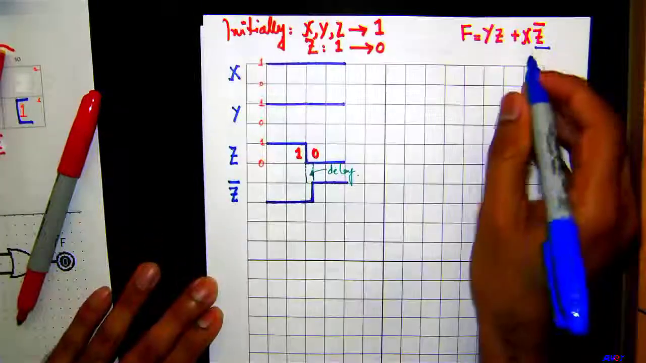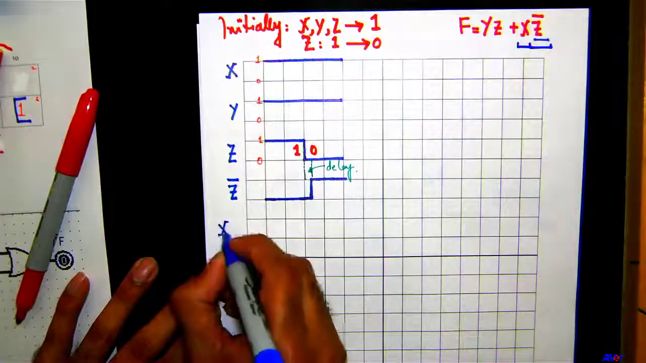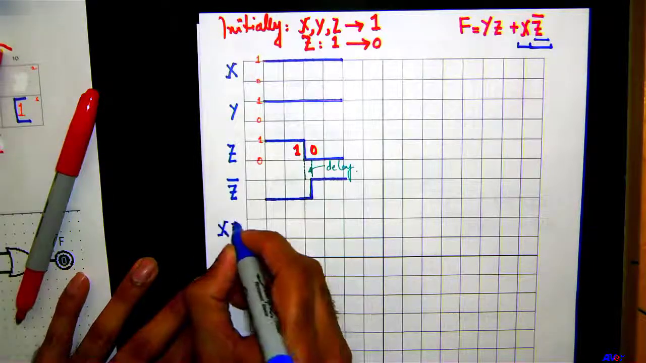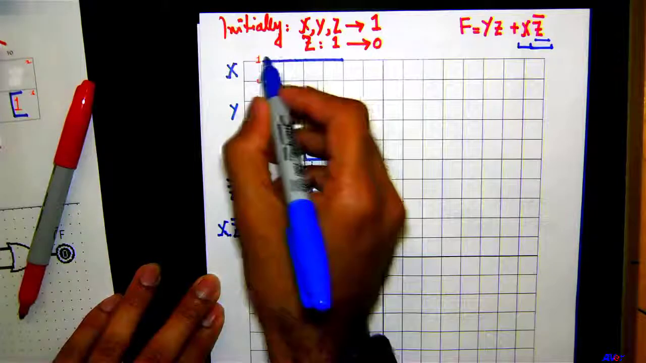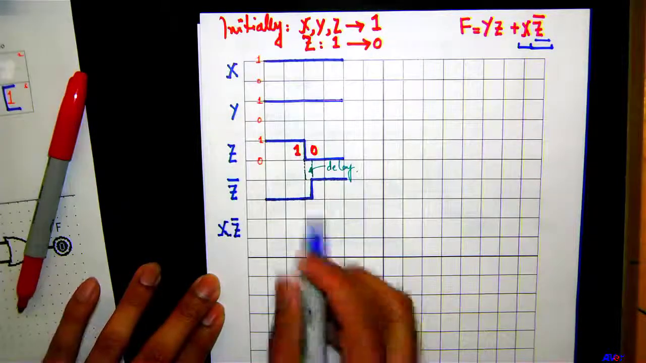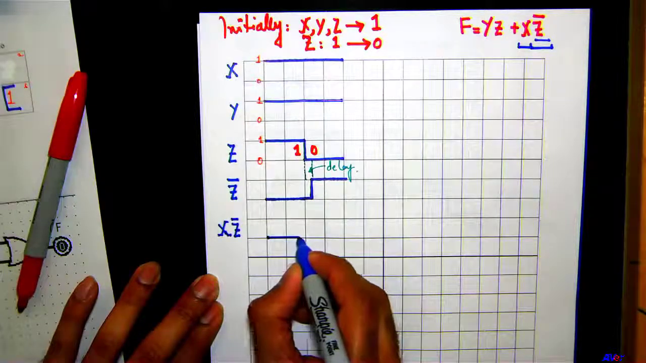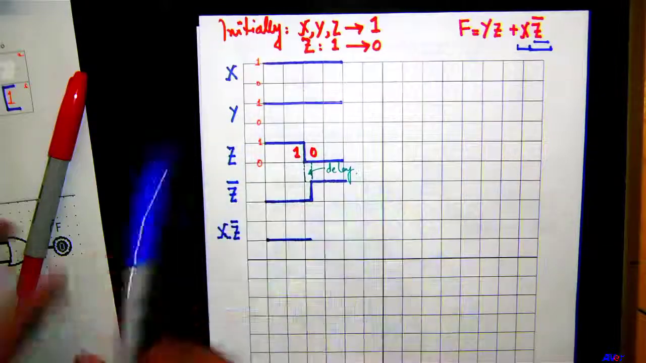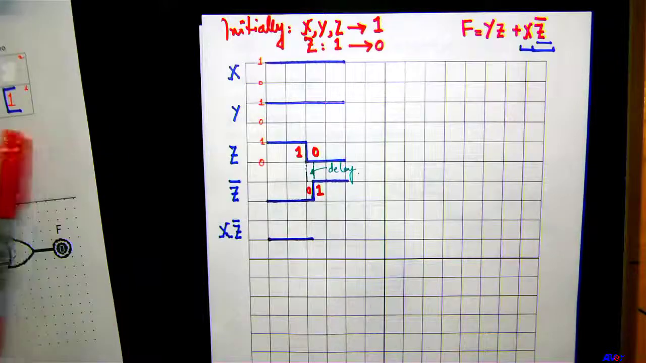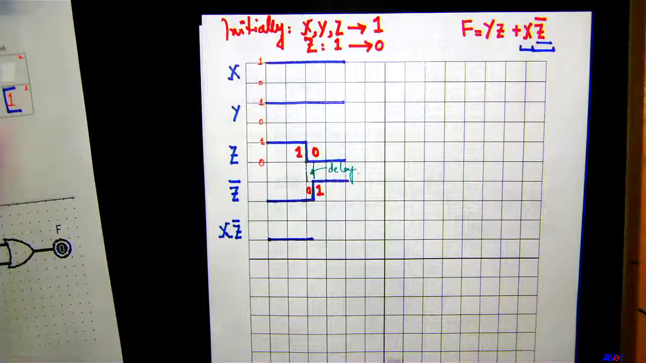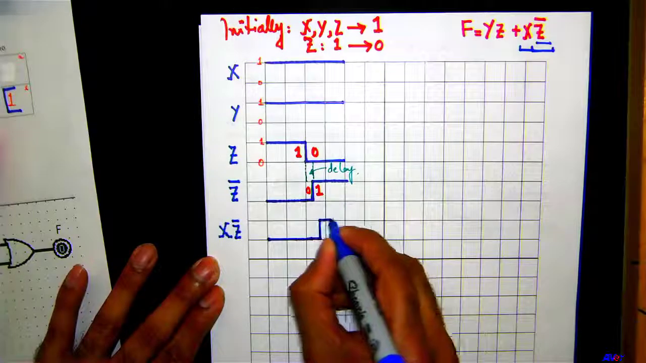I'm now going to work on this expression x z bar. X is 1. We know this is making an AND gate. X is 1 all the way. So what would be the output here, folks? 0 till here. Now the logic goes from 0 to 1 at this point, which would mean our output will also go to 1, but there's going to be a small delay before it goes to 1.